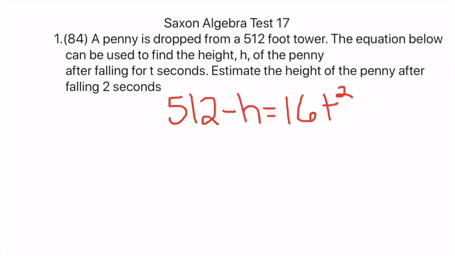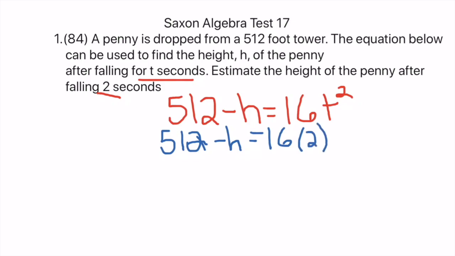So we know that t stands for seconds, and we want to estimate the height of the penny after falling for 2 seconds. So that means we need to plug this 2 into our t, since t represents seconds. So I'm going to rewrite the equation. We have 512 minus h equals 16, and then we're going to plug in a 2 for the t and square that.